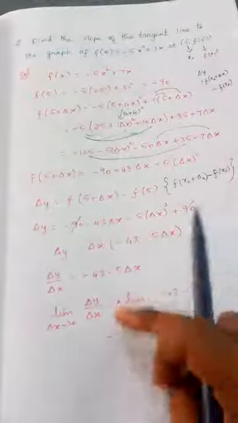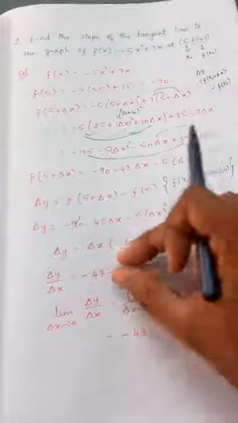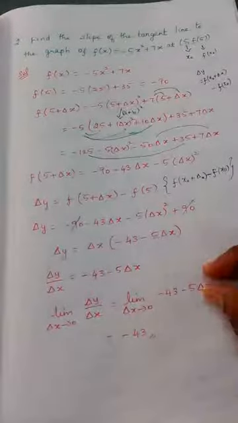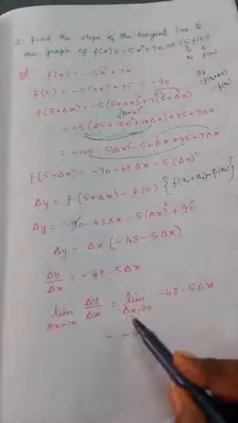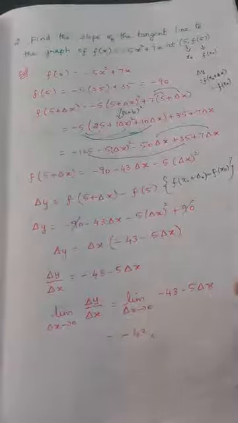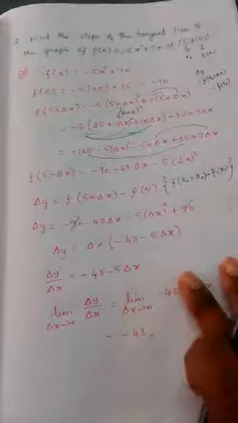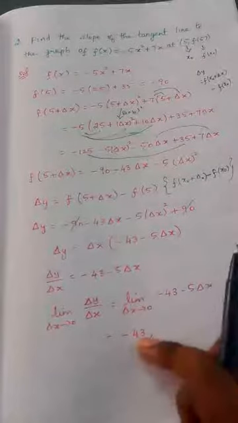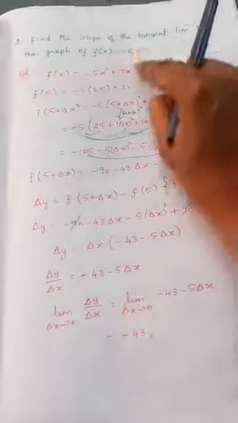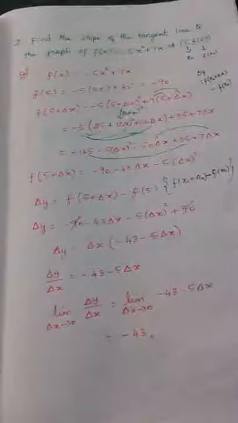Limit delta x goes to 0. This answer we are having. So take and write it in place of that. Now if you apply the limit by putting delta x equal to 0, this term will fully go, so only minus 43 remains. So minus 43 is nothing but the slope of this tangent line.